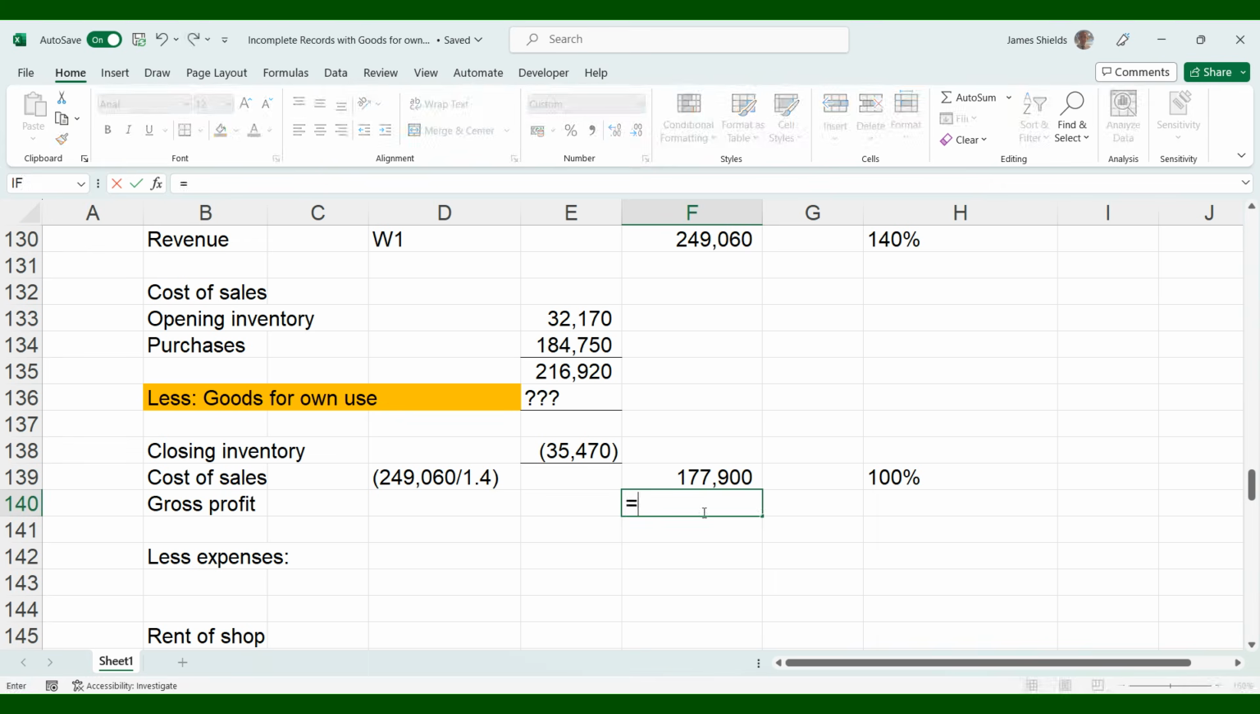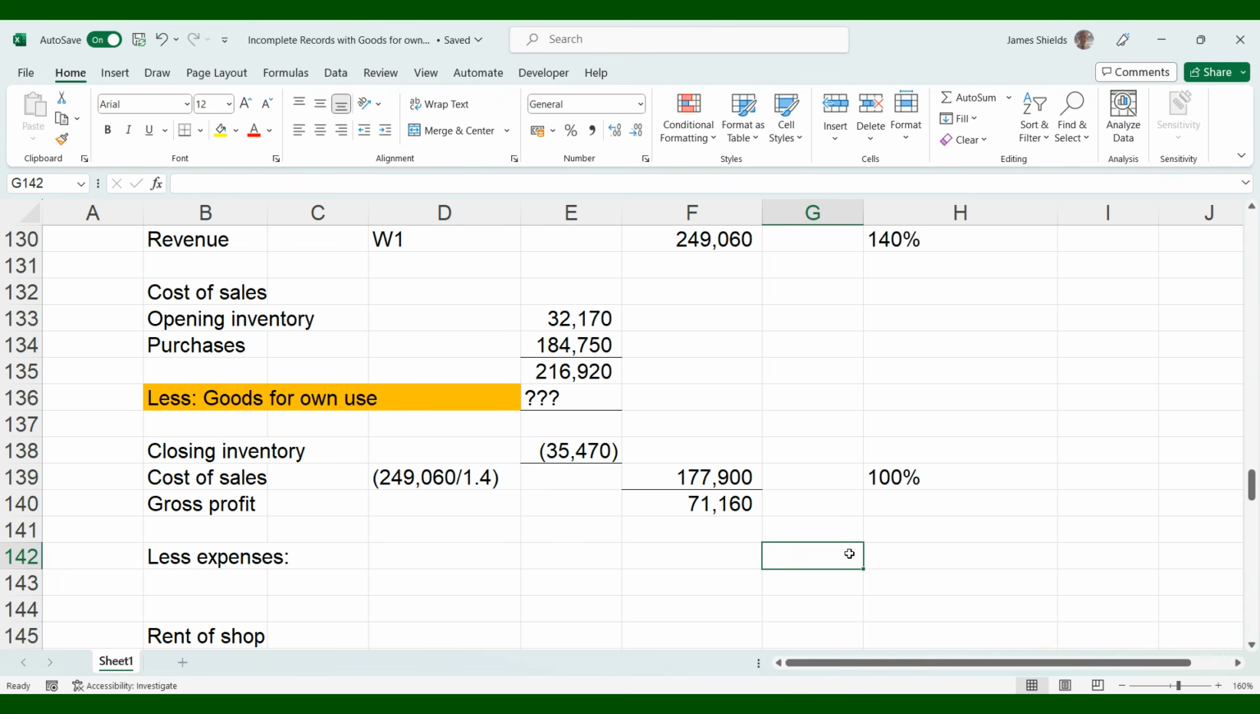That's going to be your revenue of 249,060. Take away your cost of sales of £177,900 to give me £71,160. Now, I haven't done my goods for own use yet, so I'm going to go back and do that now.